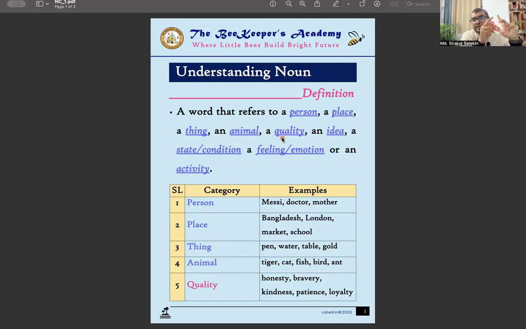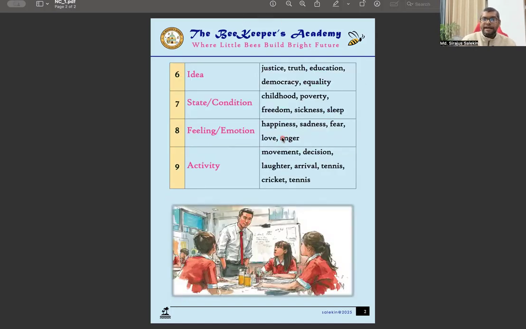Then quality, which is very important. Quality is the human characteristic like honesty, bravery, kindness, patience, loyalty. So these are some human traits or human characteristics, and we have to understand them by observing a particular man, and you can't see it. So again, idea. I have already told you about idea, that means justice, truth, education, democracy, equality.